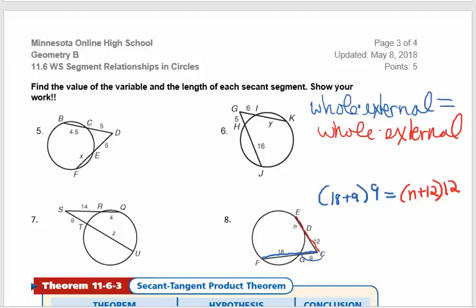So then we simplify, combine. 18 plus 9 is 27, times 9, will be equal to, on the other side, use the distributive property, so that'd be 12n plus 144. And then you just keep simplifying until you find what n is equal to. And that's how you'll do these problems.